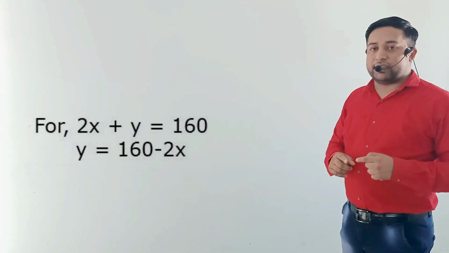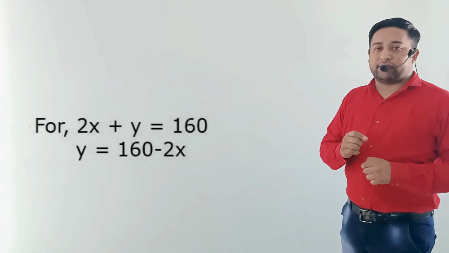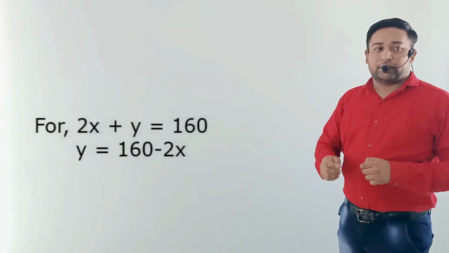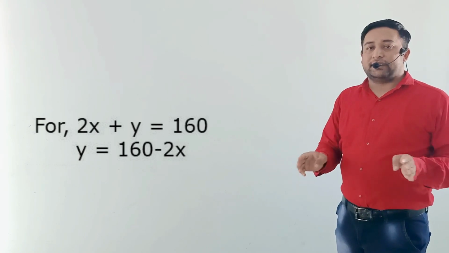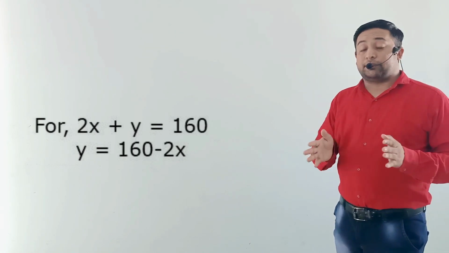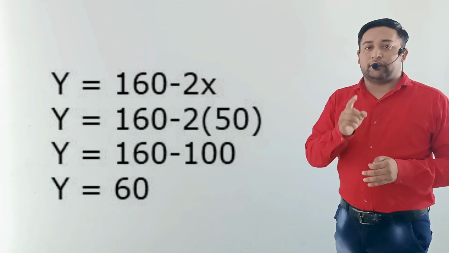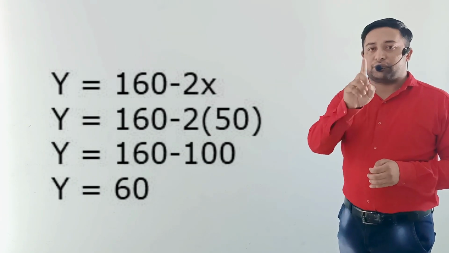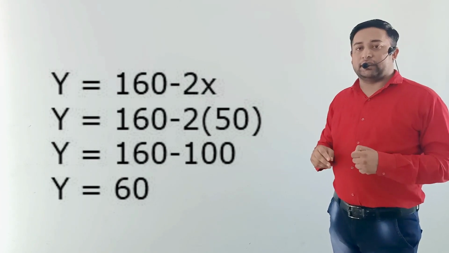So taking the first equation, I got the coordinates. What is my first equation? 2x plus y is equal to 160. So y is equal to 160 minus 2x. I will substitute values of x; the equation is easier when one of the variables has a constant coefficient of 1. So I am converting to y is equal to 160 minus 2x.